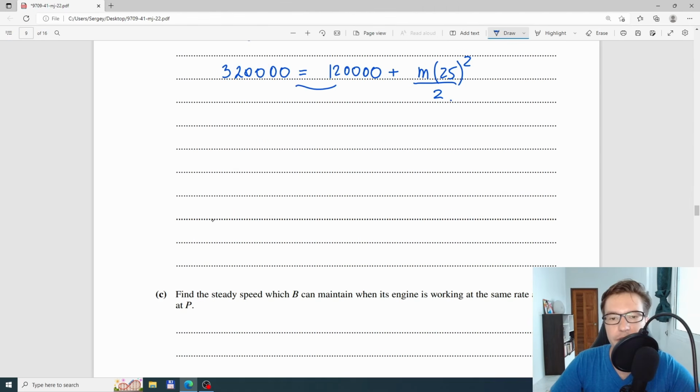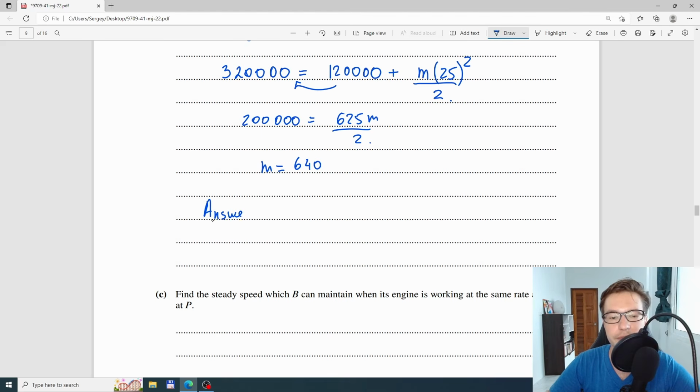Let's move this to the left side, and we'll get 200,000 equals 625m over 2. From here we can solve it for m and get 640. And that's going to be my final answer. Answer: m is 640 kilograms. Okay, next question.